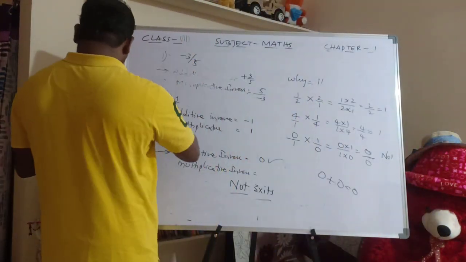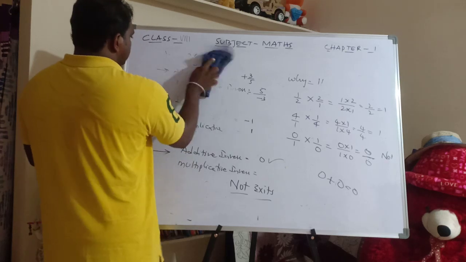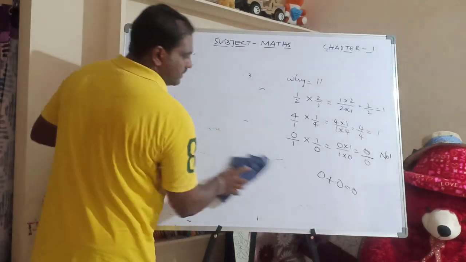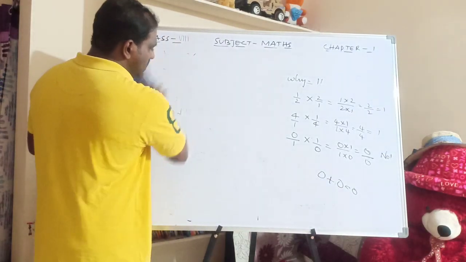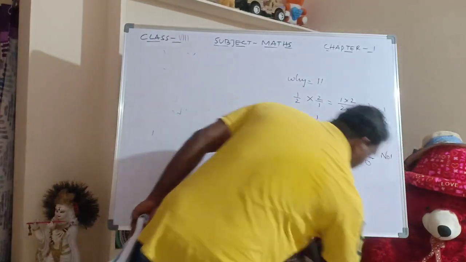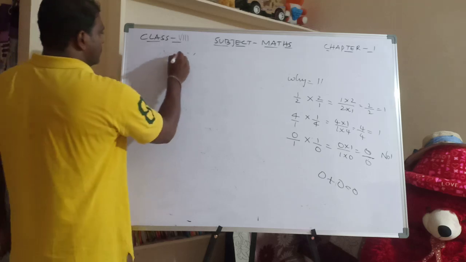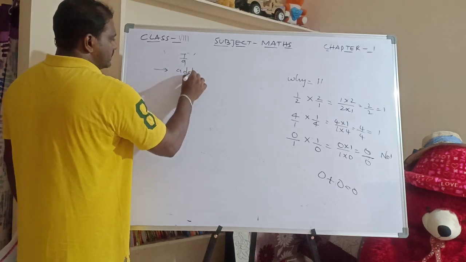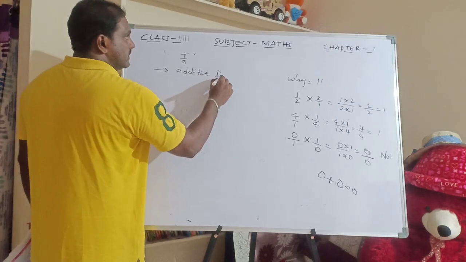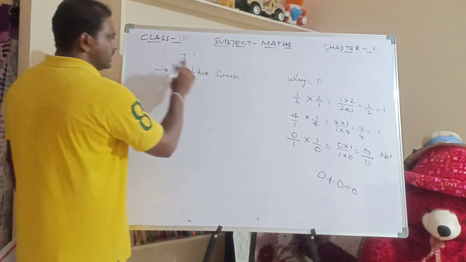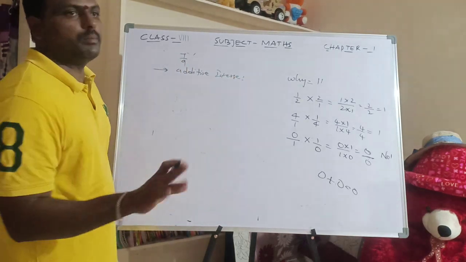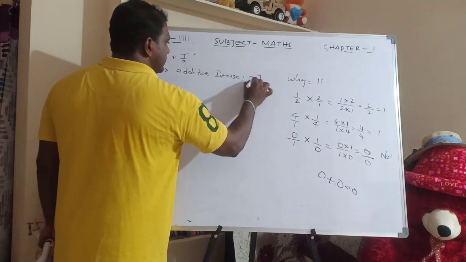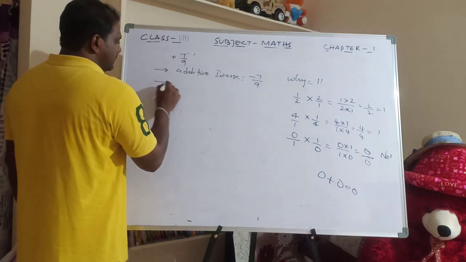And what is the next question? 7 by 9. This is simple. So why for 0 the multiplicative inverse does not exist, you have to think like this and you will get the answer. What is the first one? 7 by 9. Right? And what is the answer? First one, additive inverse. What did I tell? We have to write the opposite symbol. If nothing is given, we take it as plus. So the answer is minus 7 by 9.